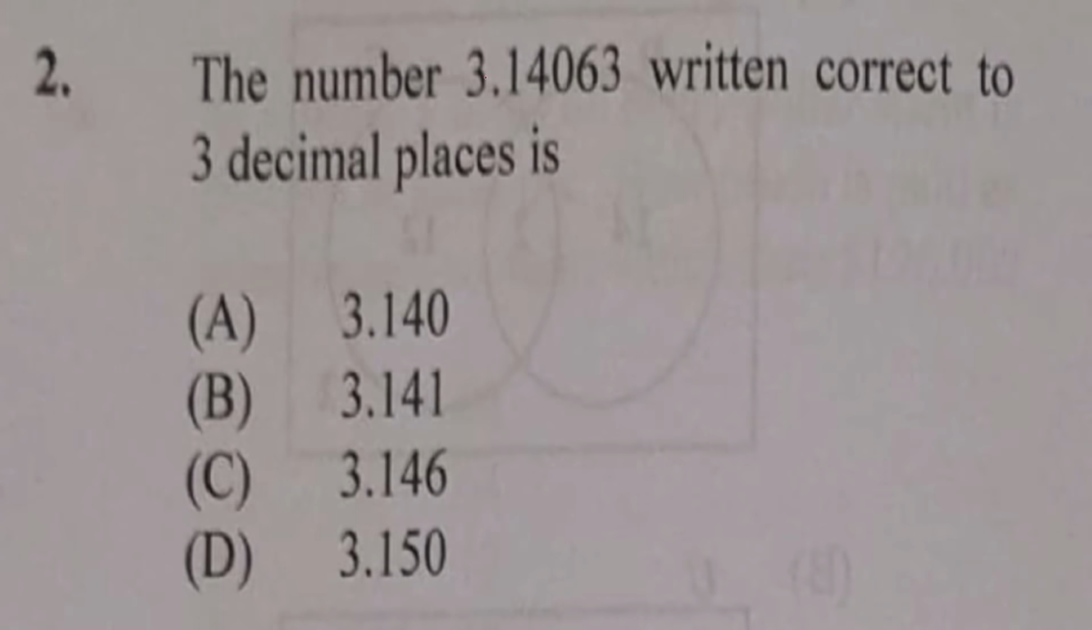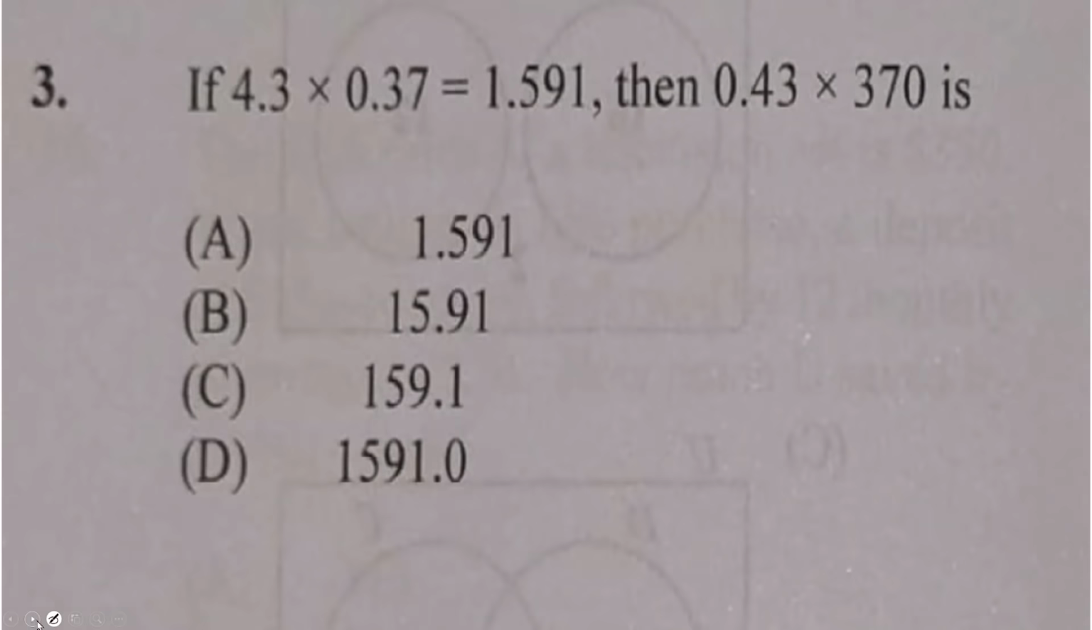Question 2, the number 3.14063 written correct to 3 decimal places. So we have 1, 2, 3 decimal places. To the right of that is 6, so that's a number that is greater than 5. So we can add 1, so we get 3.142. So our answer would be B. And both questions 1 and 2 have been repeated.